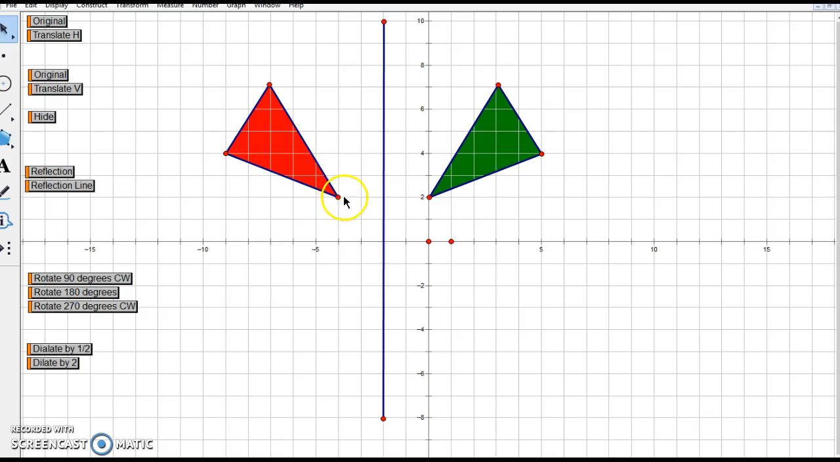So this point here is 2 units away from the line. Its reflection point should also be 2 units from the line. Up here at the top, this point is 1, 2, 3, 4, 5 units from the line. So this point should be 1, 2, 3, 4, 5 units from the line. That's how you know it's a reflection.